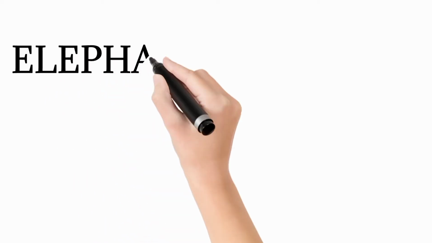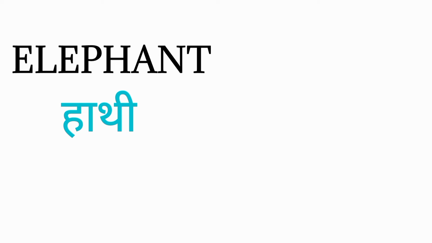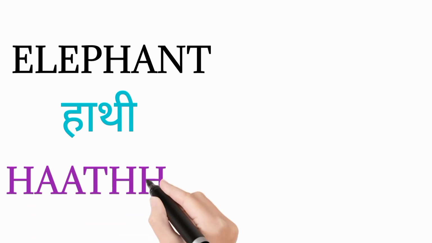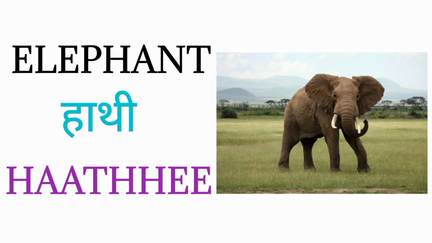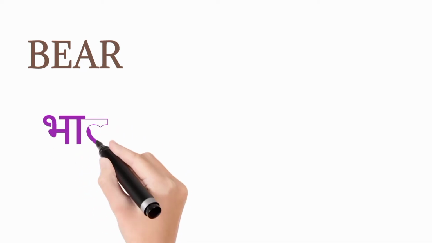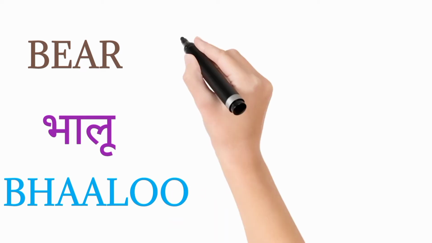Next animal is elephant. For elephant it is hathi in Hindi. Next one is bear. For bear it is balu in Hindi. For bear it is balu in Hindi. Okay children?